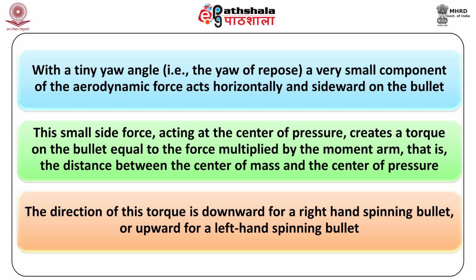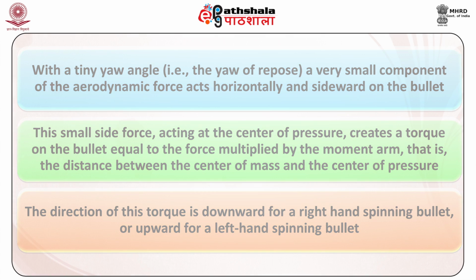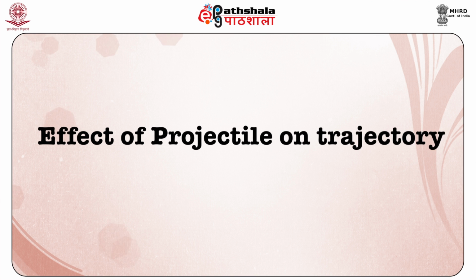With the tiny yaw angle, a very small component of the aerodynamic force acts horizontally and sideward on the bullet. This small side force, acting at the center of pressure, creates a torque on the bullet equal to the force multiplied by the moment arm, that is, the distance between the center of mass and the center of pressure. The direction of this torque is downward for a right hand spinning bullet or upward for a left hand spinning bullet. Now let us have a look at the effect of projectile shape on trajectory.